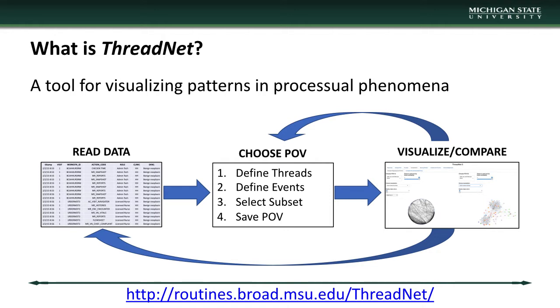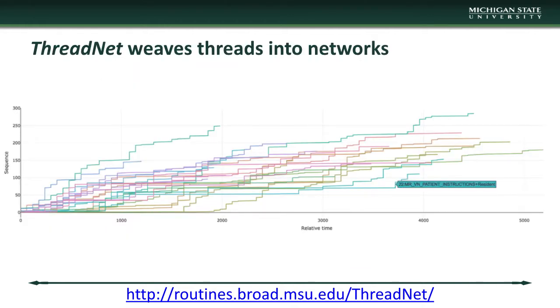ThreadNet is a package written in R. It's a software package that you can download from GitHub. It's an open source thing. And it's a tool for visualizing patterns in processual phenomena, any kind of thing where you've got timestamp data. So you can read in the data, choose your point of view on the data by defining what you want to see as threads and events, and then use that to visualize and compare. And you can download this from the website there.